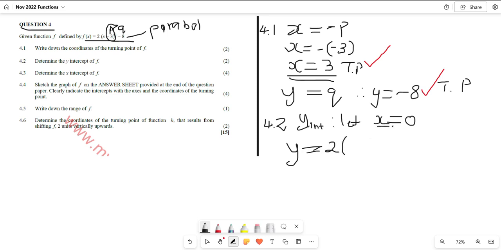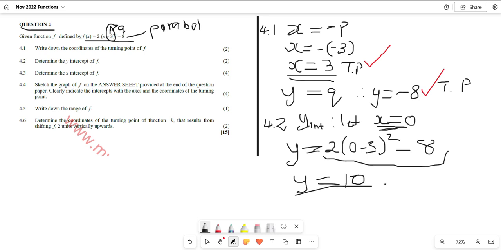Y is equal to 2 in bracket x minus 3. Remember what I said? Where I see the x here, I'm going to write the 0. Then after the bracket there, I have an x. In place of an x, I'm writing a 0, minus 3, close bracket, all square, minus 8. Then we see numbers only here, so we can just use our calculators to find the y-intercept. Then y is equal to 2 in bracket 0 minus 3 all square minus 8. The y-intercept for this particular question will be equal to 10.